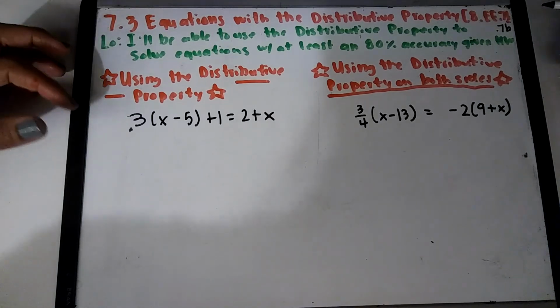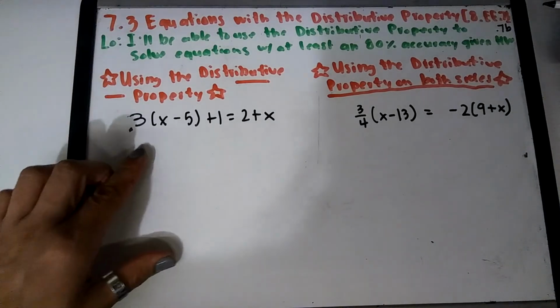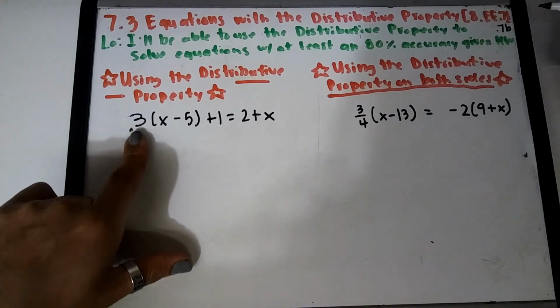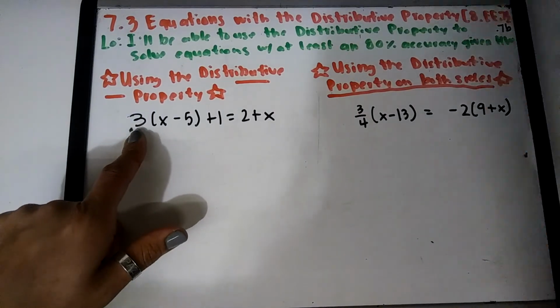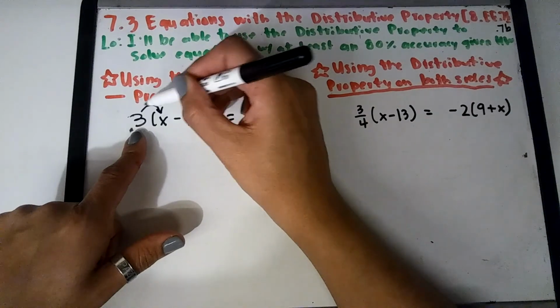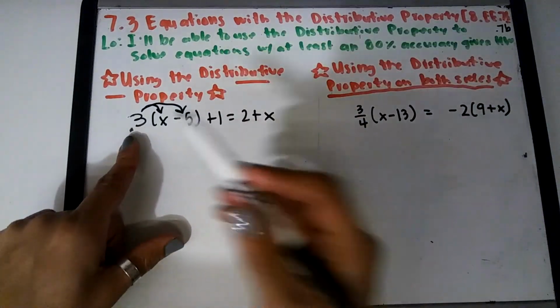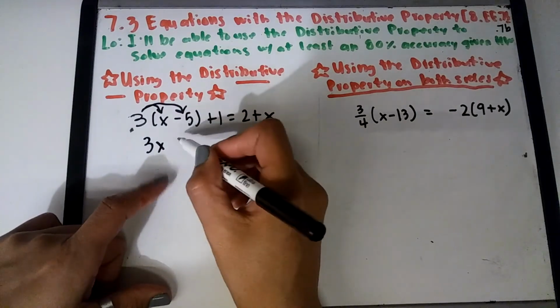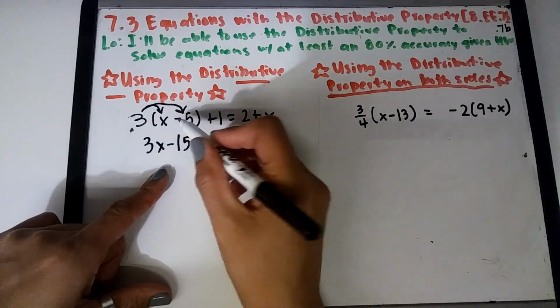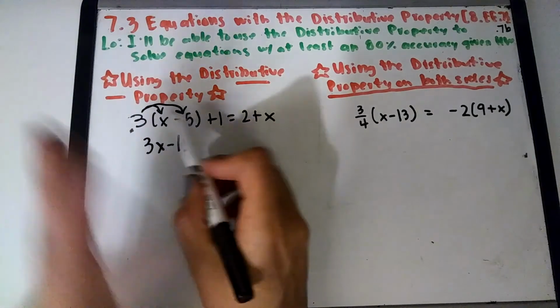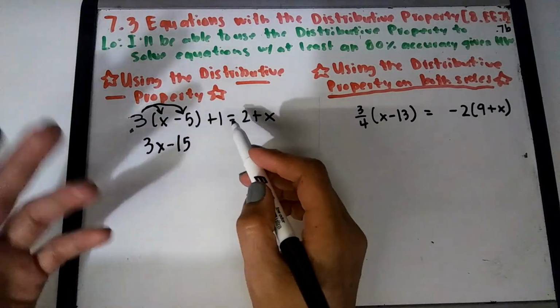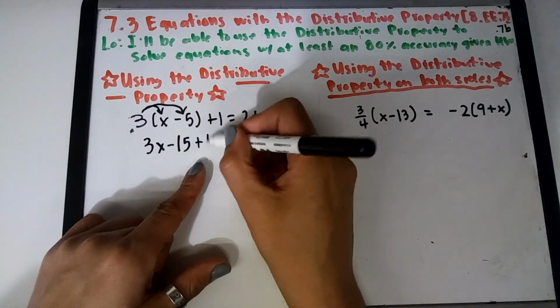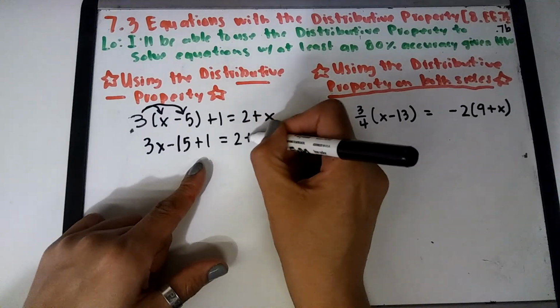given your homework. So going back to 6th grade, whenever we have this, we have to distribute this number outside of parentheses to every single one of the terms inside. So I'm going to go here and I'm going to go there, okay? So 3 times x is 3x. And then 3 times 5 is 15, and there's a negative there, or minus. I take it as a negative just to make it a little easier on me. And I'm going to say plus 1 equals 2 plus x.